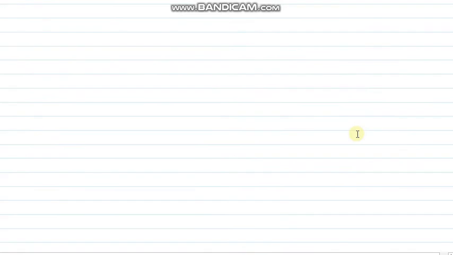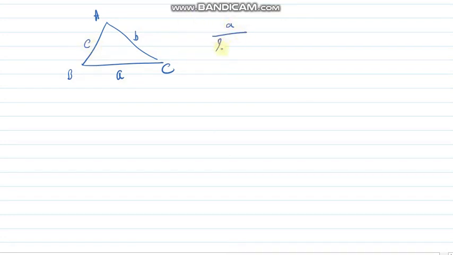So first, we have that the sides of a triangle are proportional to the sine of the angle opposite to them. In any triangle ABC, the side opposite to angle A is small a, the side opposite to angle B is small b, and the side opposite to angle C is small c. According to this rule, a divided by sine A is equal to b divided by sine B is equal to c divided by sine C. This is the general statement.